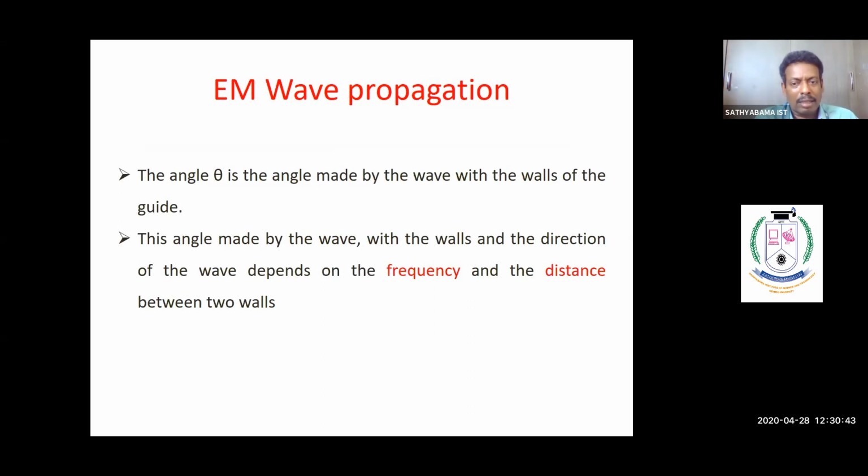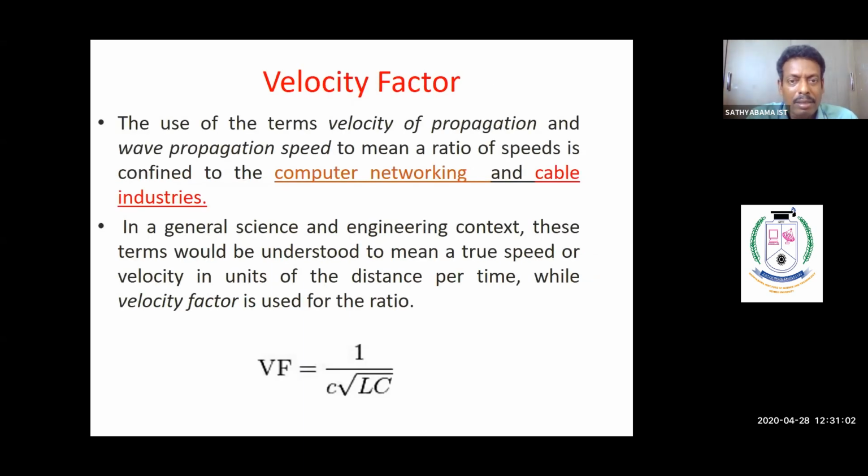Okay. And the other two factors that define the wave propagation speed are frequency as well as the angle of incidence, how the wave enters into the waveguide. The angle made by the incident wave with the walls of the waveguide will also decide the speed at which it travels. Okay. So we commonly use the terms velocity factor, velocity of propagation, wave propagation, all telling the same thing, actually. So velocity of propagation is generally the speed at which a wave travels in a medium, actually.